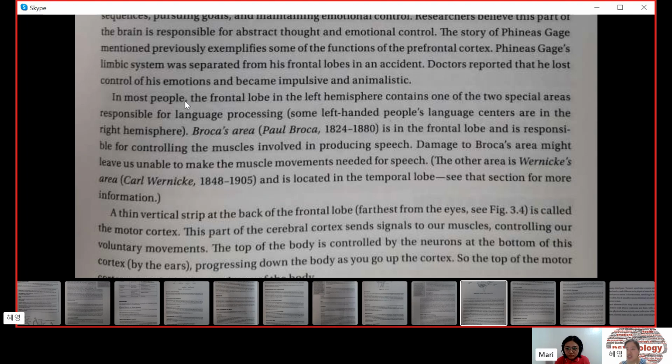And the other is Wernicke's area. It's located in the temporal lobe. So, Broca's area and Wernicke's area are really important for our daily lives.